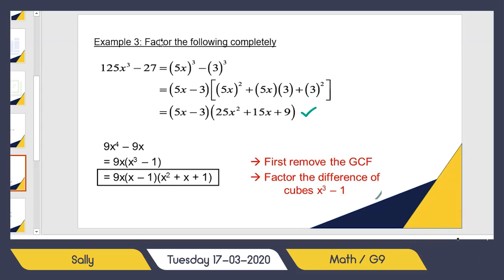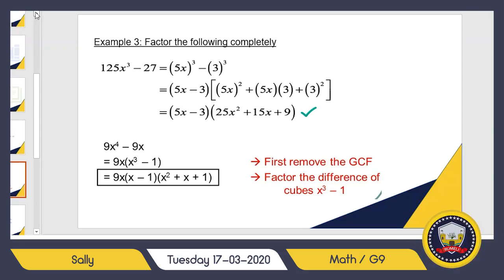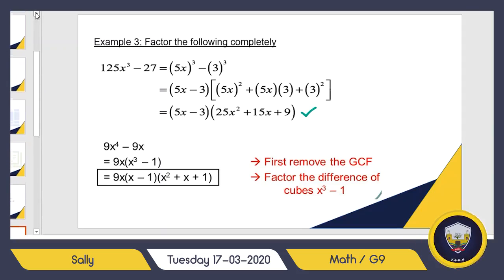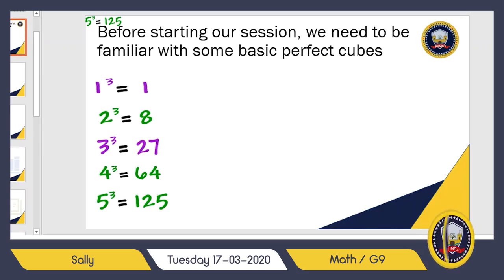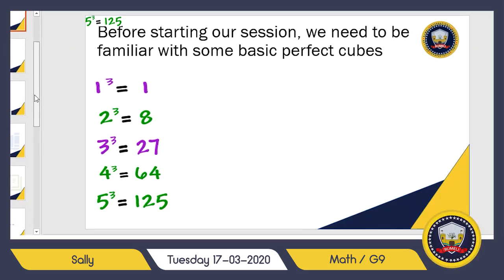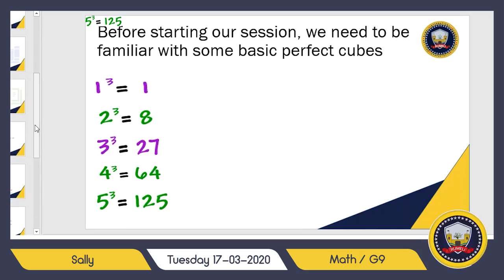Let's continue what we have covered yesterday. Yesterday we covered how to factorize the sum or difference of two cubes. As I told you, all you need to know in the perfect cubes is from 1 to 5, as I said yesterday. So let's take an example in order to clarify more.